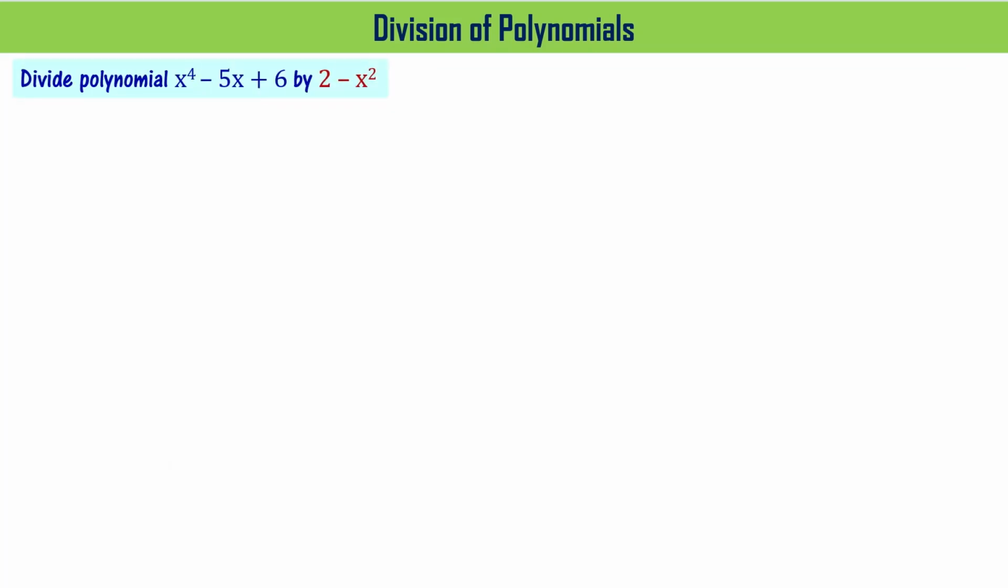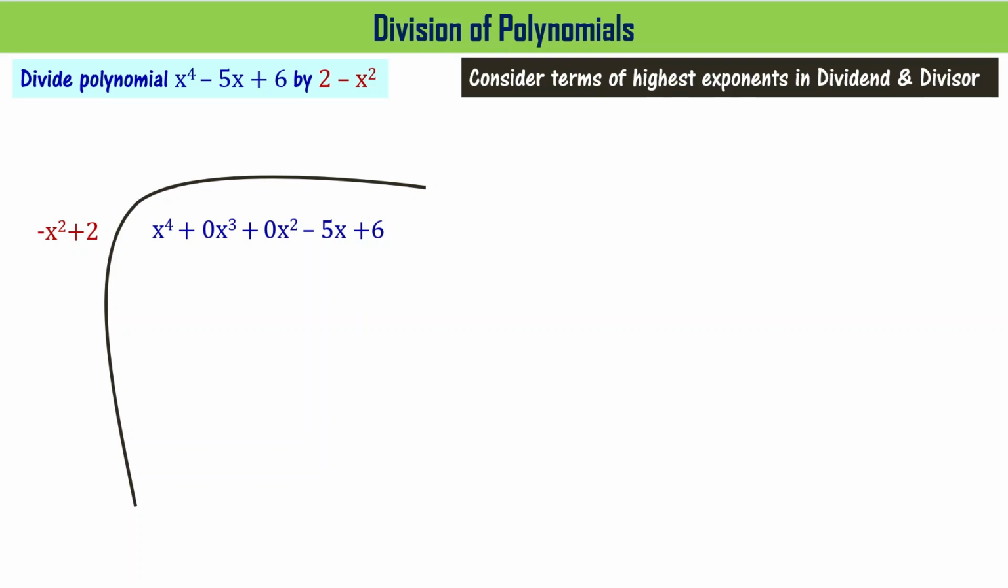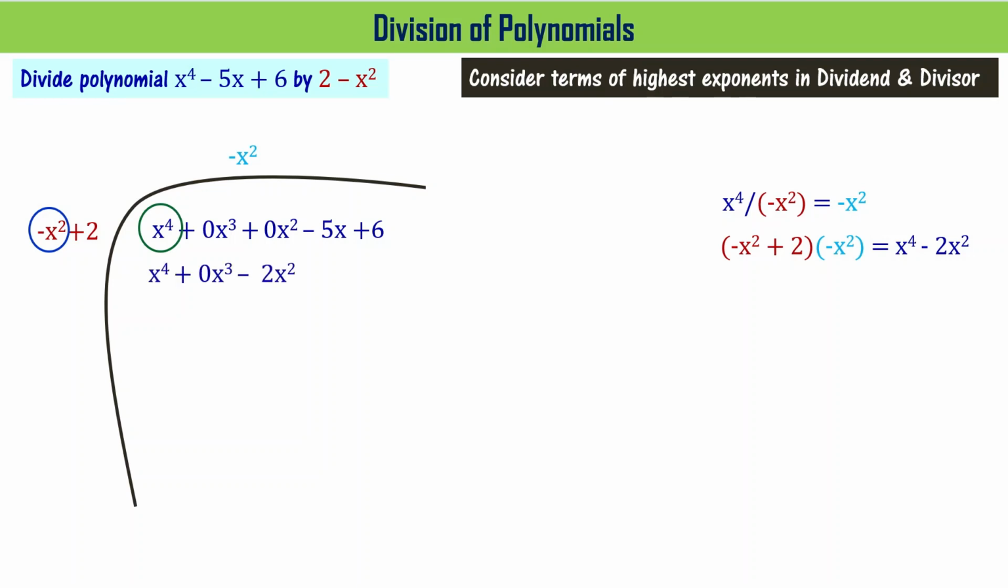Let's solve another division problem. This is divide x power 4 minus 5x plus 6 with 2 minus x square. We write the dividend as x power 4 plus 0x cube plus 0x square minus 5x plus 6. And the divisor as minus x square plus 2. So first step, we have to find terms of highest exponents in dividend and divisor. X power 4 and minus x square. You divide them so that you get minus x square as part of the quotient, and multiply the divisor with minus x square and subtract that from the previous expression, that is the dividend.